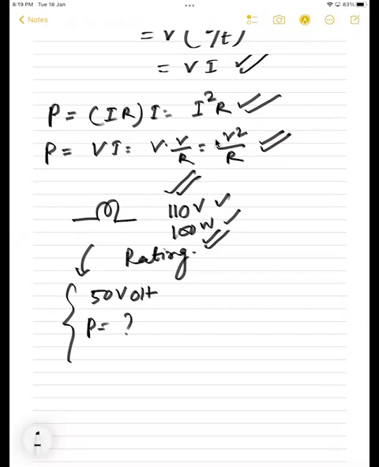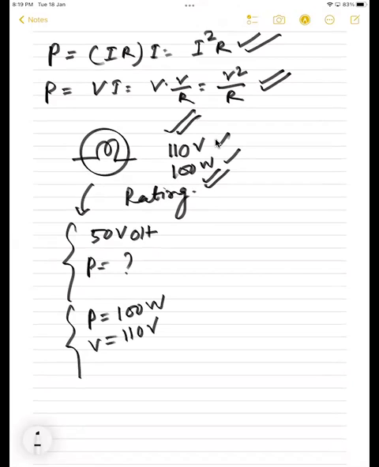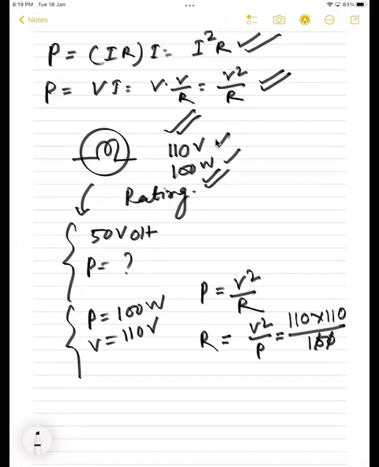We want to calculate how much. From the rating of the bulb only, P is given as 100 watt and V is given as 110 volt, and P is equal to V square by R. So you can calculate the resistance of the bulb, that is V square by P, which is 110 into 110 by 100. That is 121 ohm.